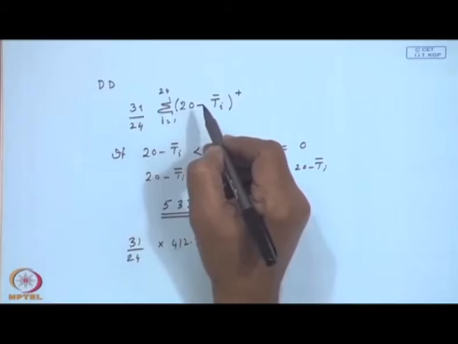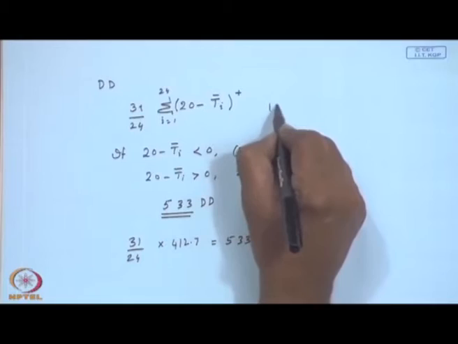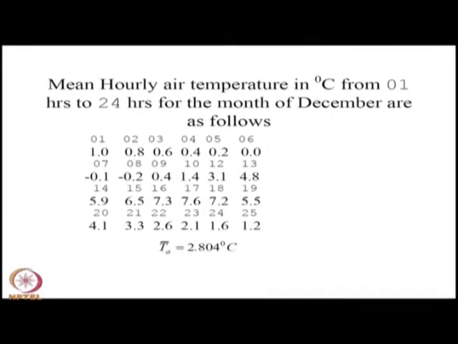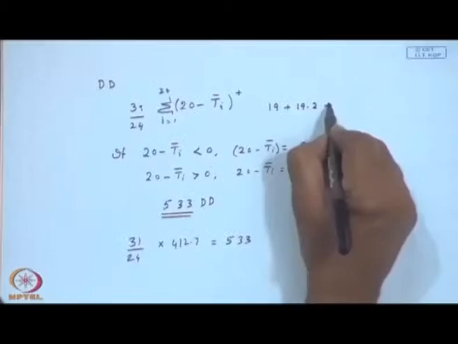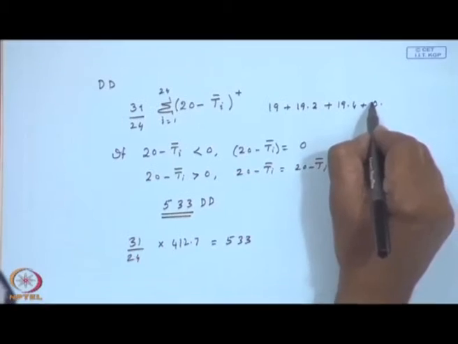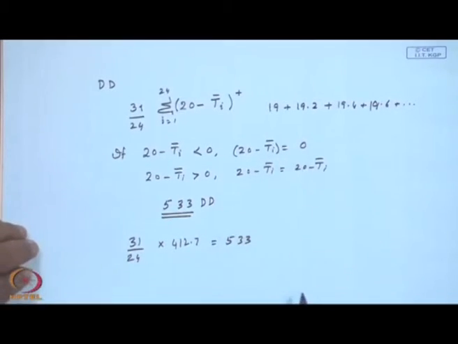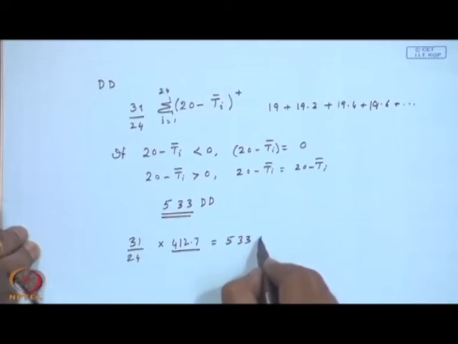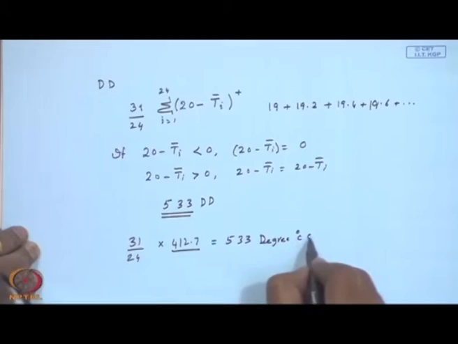Basically, each term is, suppose the first hour temperature is 1, this will be 19, the second hour temperature is 0.8, 19.2, third hour temperature is 0.6. So, this will be 19.4, then 0.4, 19.6, so on and so forth. You can do this very simple arithmetic, and the total turns out to be 412.7 multiplied by 31 by 24, which is 533 degree C days.